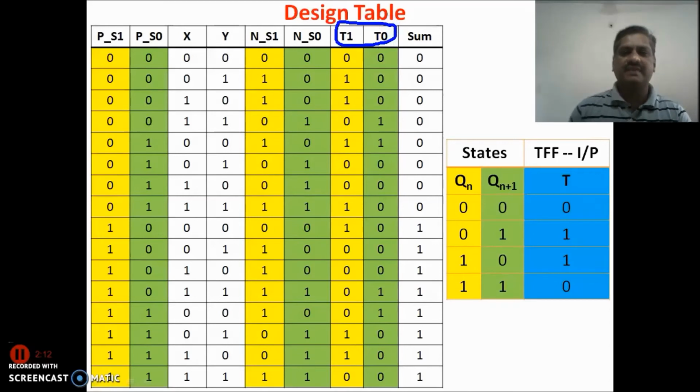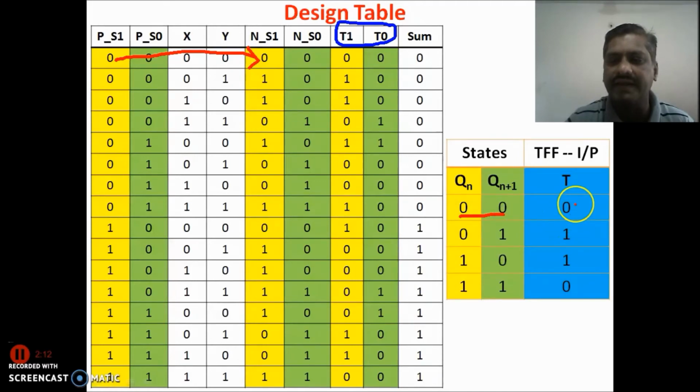Look here. I have marked some color combinations. Now, if we are changing from PS1 to NS1, that is present state 1 to next state 1, the change is 0 and 0. Then what should be the input applied to the T flip-flop? It should be 0.